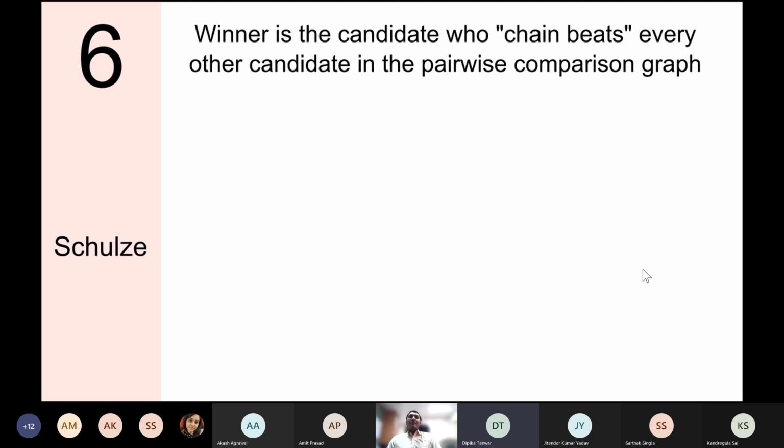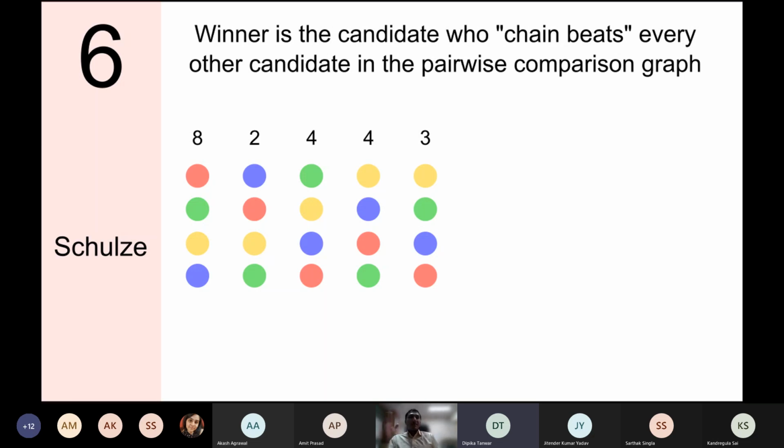A Schulze winner is determined by picking the best path in a pairwise comparison graph. None of these terms on the slide will make sense right now, so let me start with a simpler setting, which is to just take an example. Then we'll gradually define what the Schulze voting rule does, because the definition is a bit involved, but also a lot of fun. So suppose here's the election.